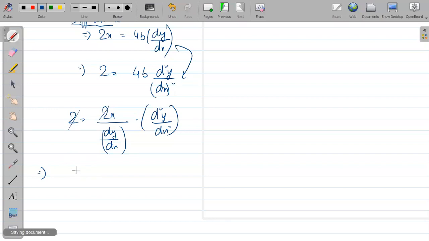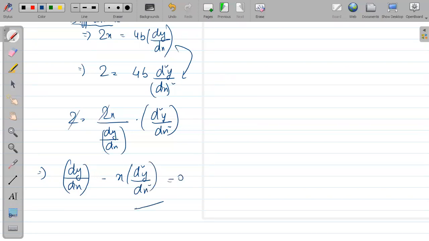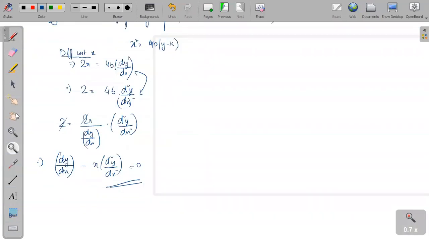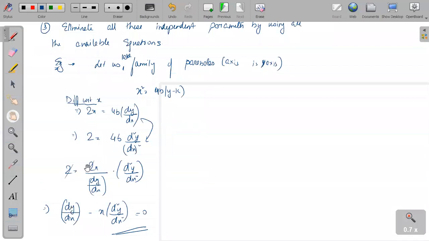Hence the solution. I am writing like this. How? See. So dy by dx minus x. This is the required differential equation, which on integrating will represent this one only. Parabolas. Family of parabolas whose axis is on y-axis. Is it clear to you?